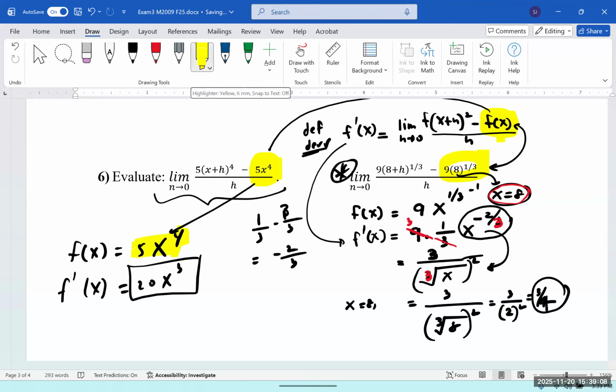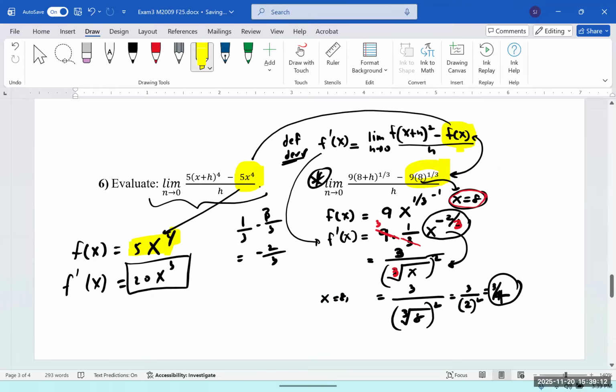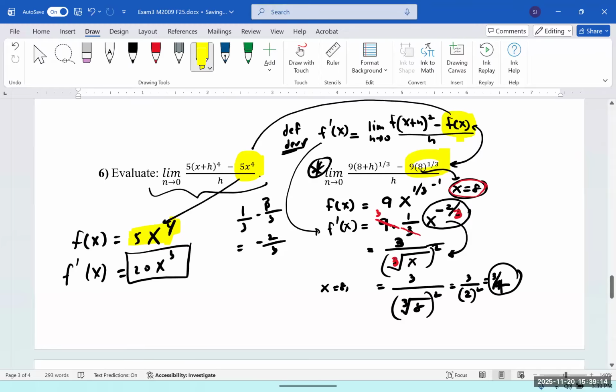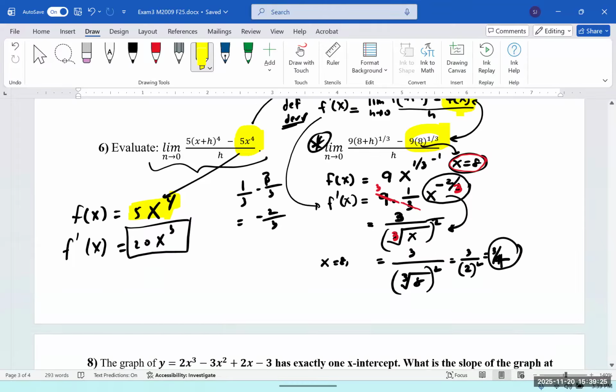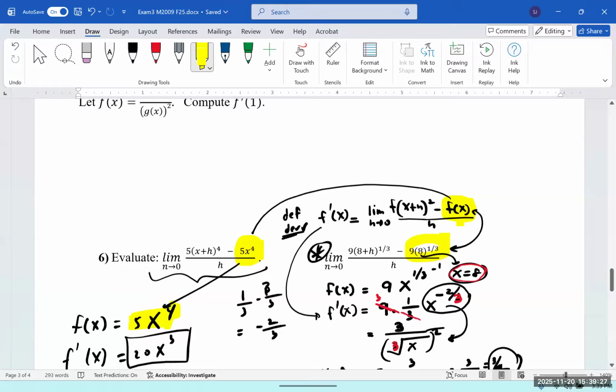So f of x is whatever you have after the negative sign here. If we know the rules, then we agree. The only difference is this one has a fraction power, and you have to substitute. Okay, so that was the second question.